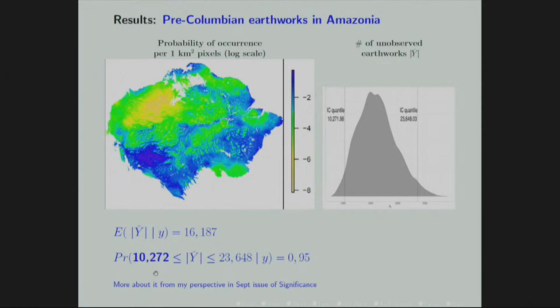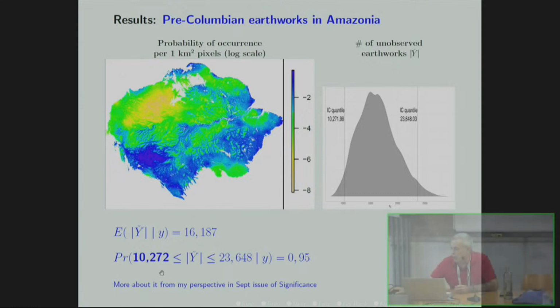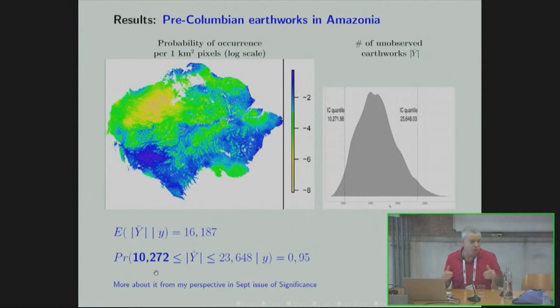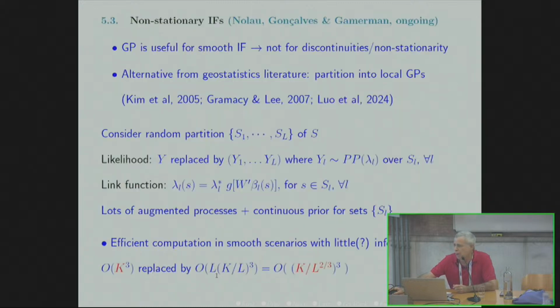And here we obtained these nice results. I think what got the paper accepted to Science is that our very basic credibility interval has a lower limit of 10,272 earthworks, which is 10 times more than what has been observed so far. Even with all the invasion by us post-Columbian humans in the area, there's a lot more in there. There is a lot to talk about. I just wanted to show you the result. I'm writing a short text that will appear in the September issue of Significance, talking about the relevance, and there is a paper in Science if you want to learn more about it.